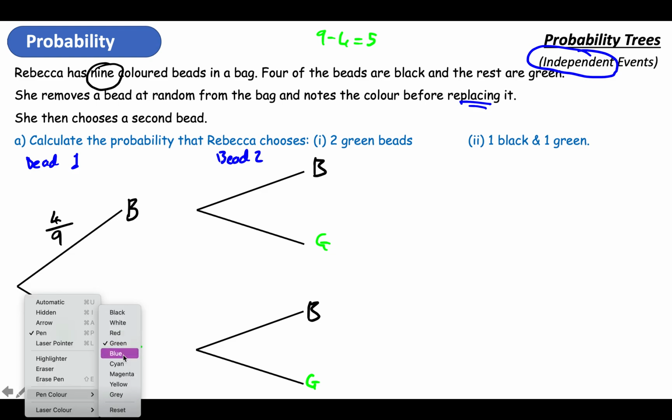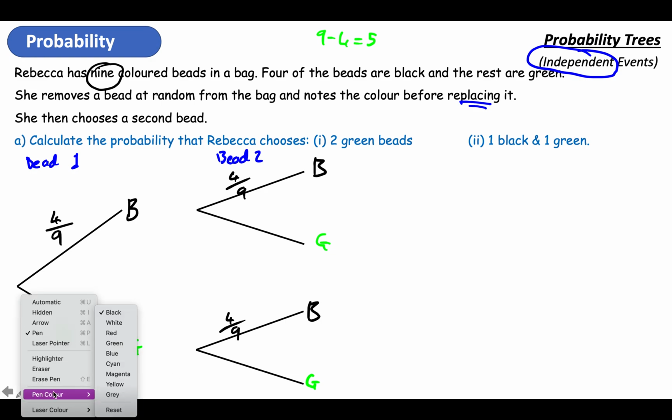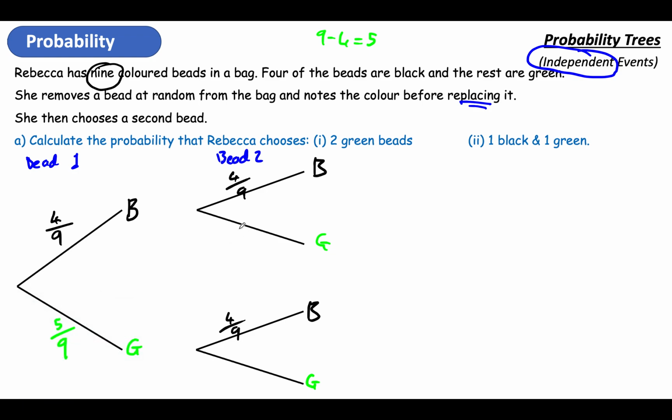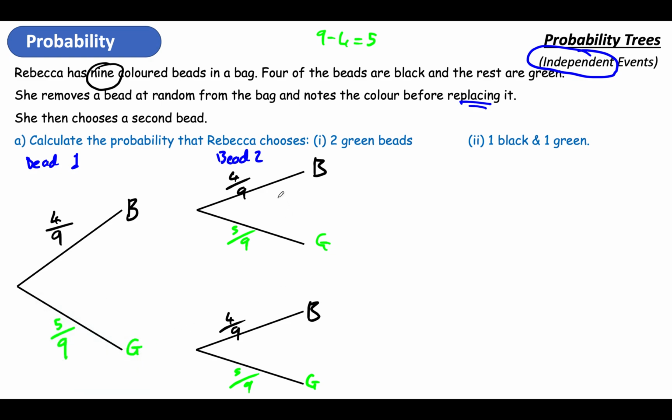Now on my second set of branches, the probabilities will be the same because it's been replaced. So she takes a bead out, she puts it back in, we've got the same amount of beads. So we've got 4 ninths for that one and 4 ninths for that one. Okay, then let's go for the green. We have 5 ninths and we have 5 ninths, because the probabilities on the second set of branches are the same. Right, now let's just go to a blue pen, I think.